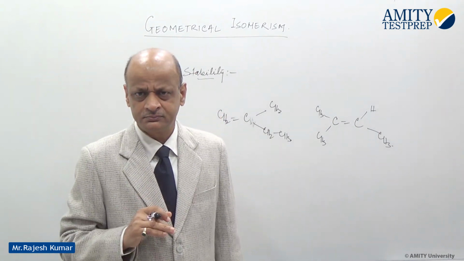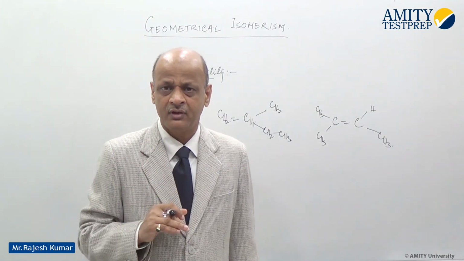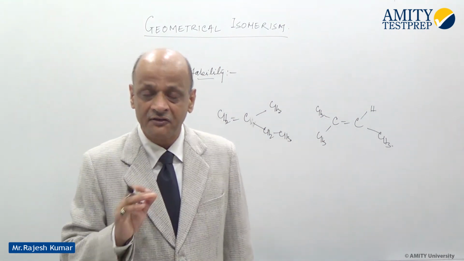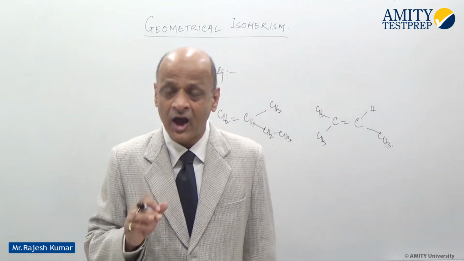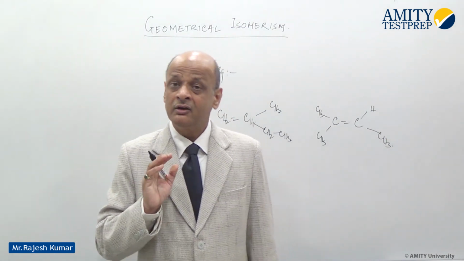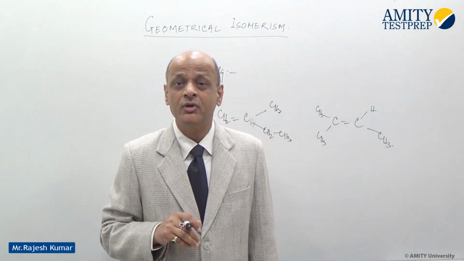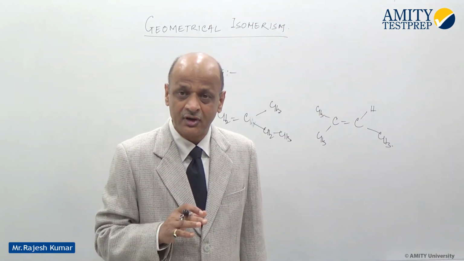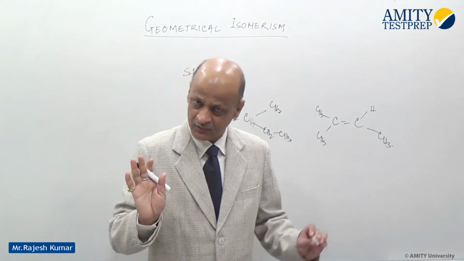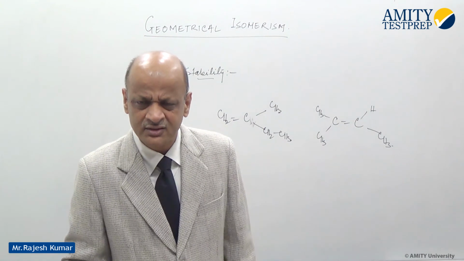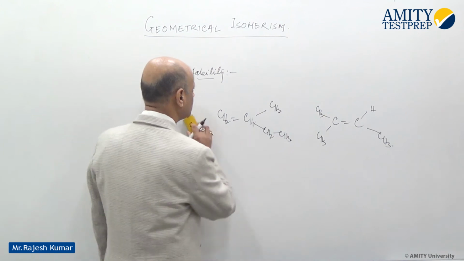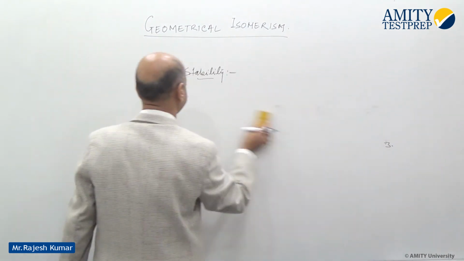Cis form may have a high boiling point due to its high refractive index, high density, high polarity. This is called the Skita rule. Trans form has a high melting point because the molecule is symmetrical, and due to the symmetrical nature, packing is perfect, and that's why it has a high melting point. This is something about the cis and trans forms of geometrical isomerism. Now come on to the E and Z nomenclature.